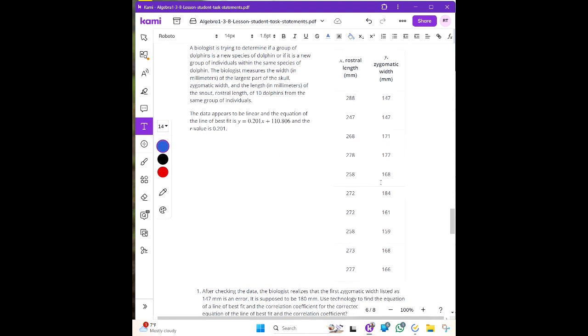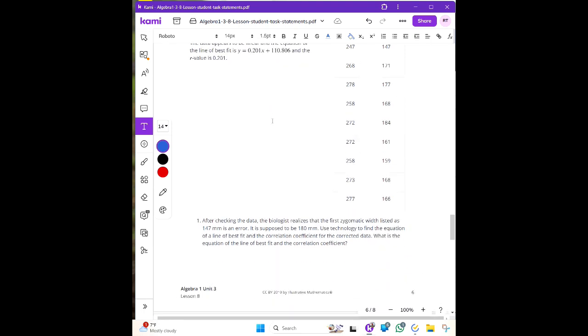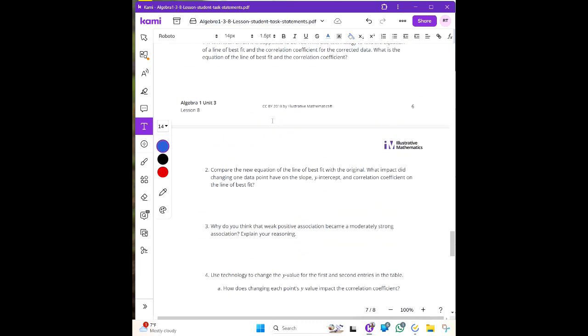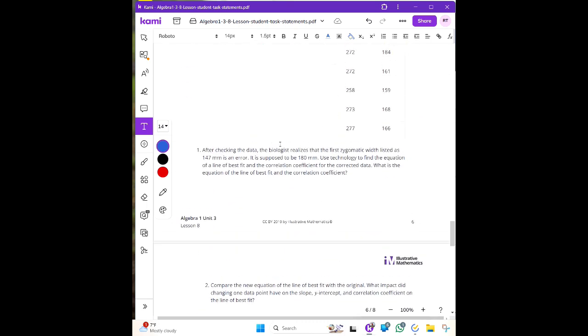Okay, so here's all our data. We can see here that the r value is not very strong. Okay, we see that our slope is going to be positive, and our y-intercept is 110.806. So let's take a look at this problem.